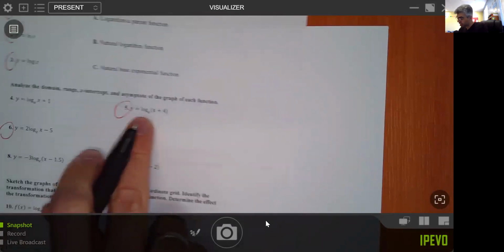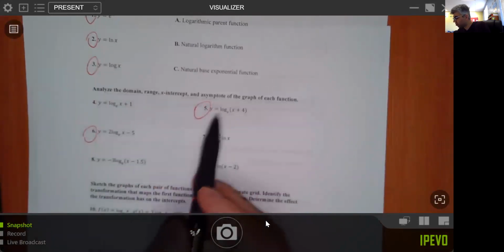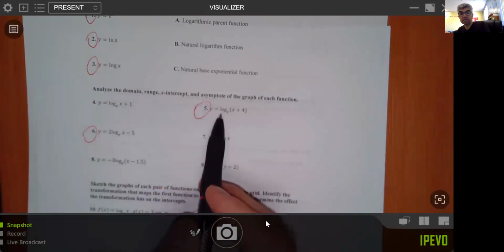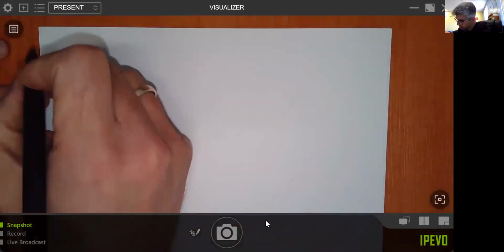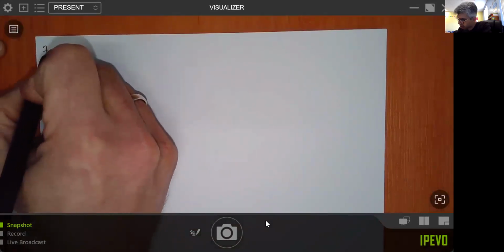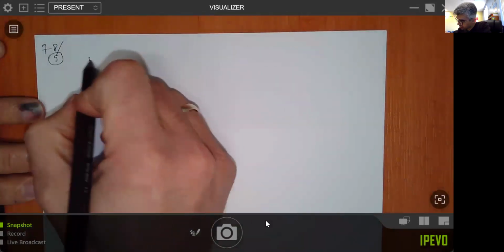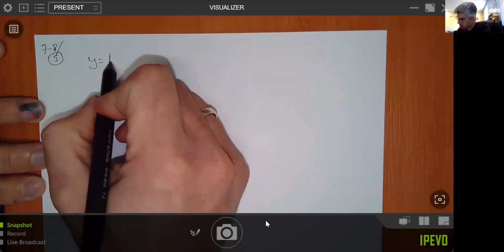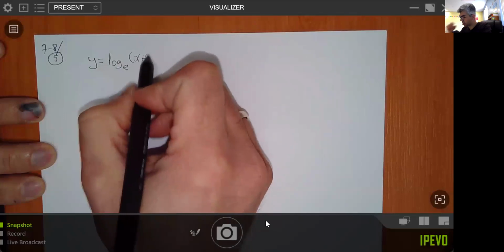Number 5, analyze the domain, range, x-intercept, and asymptote of the graph of each function. It means I have to graph it too, okay? So the question 5, let me write down the question, the function. 7/8, question number 5, and logarithm base e of x plus 4.